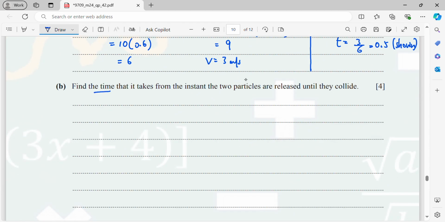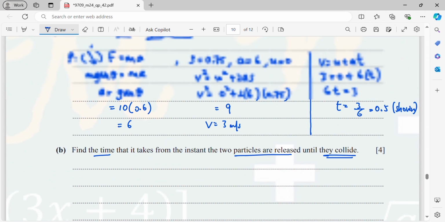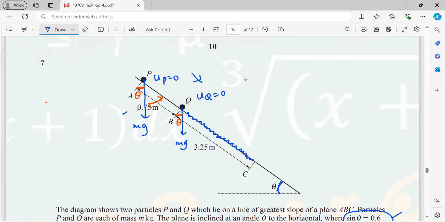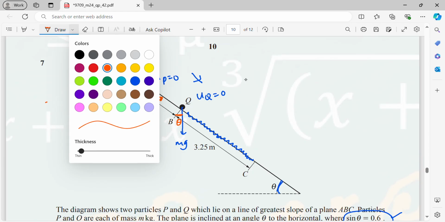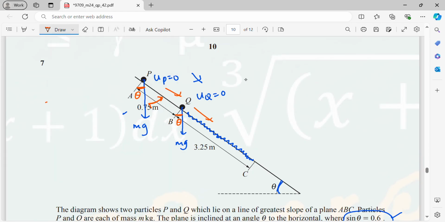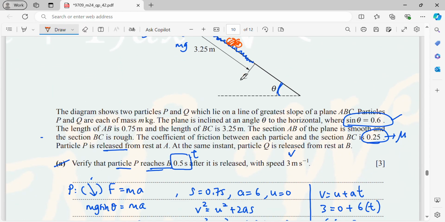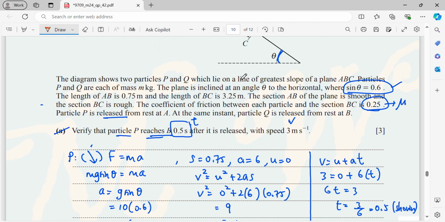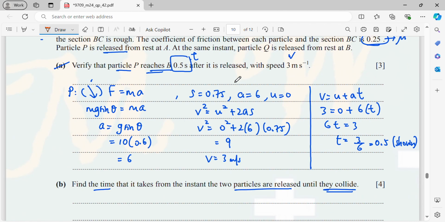Now B, find the time that it takes from the instant that two particles are released until they collide. Okay, so now from here, because this P is moving down, this Q is also moving down, probably they collide here. Alright, so this is P and this is Q. So for the particle P, I will just refer to particle P.